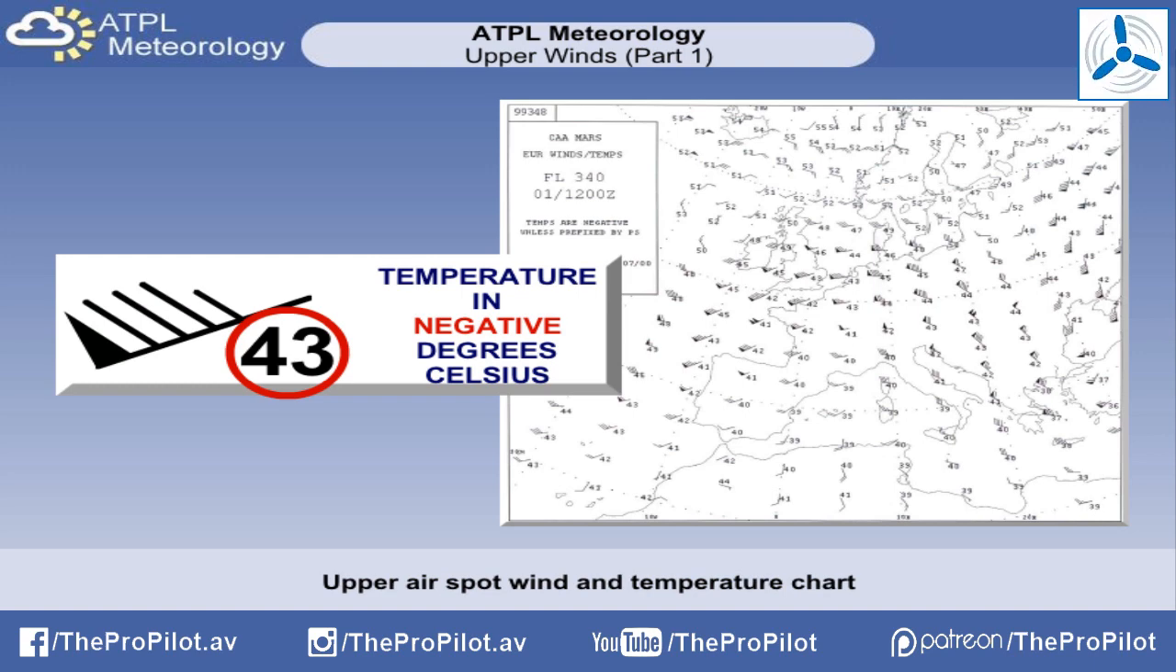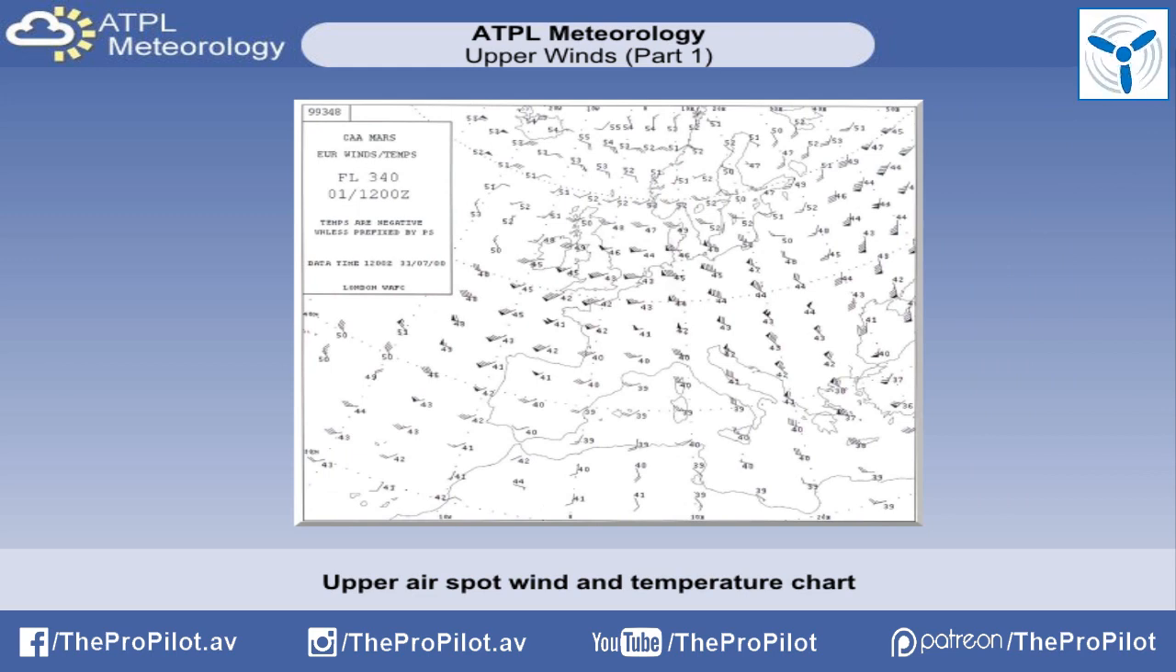These charts are primarily used for something else though, namely flight planning. Looking at the diagram, we can show a route from London to Lisbon. We can use the spot wind values adjacent to the track line to calculate an average wind component. This data can then be used to calculate flight times and trip fuel.